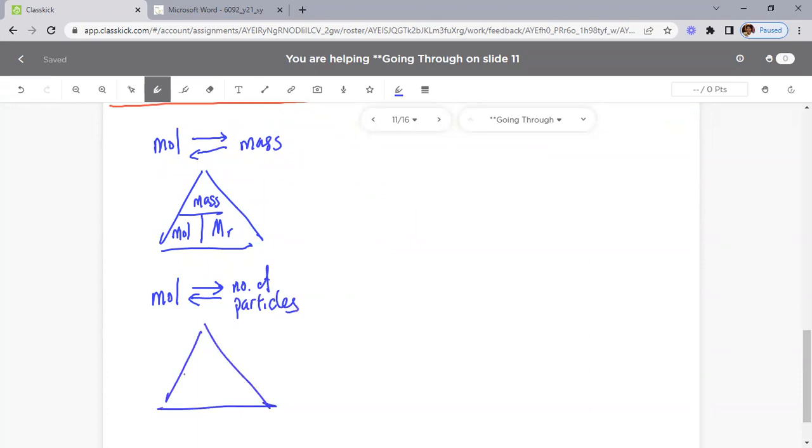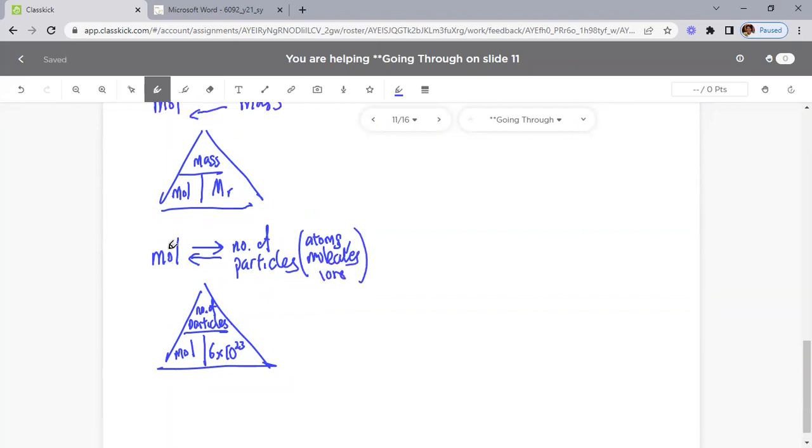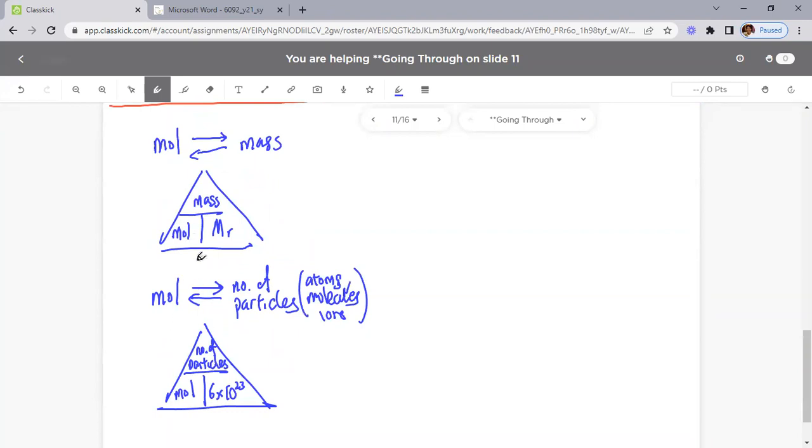What is the triangle that we have used for this? The top here, the bottom here is mole. This is 6 times 10 to the power 23. Down here will be number of particles. As mentioned, particles can be atoms, can be molecules, can be ions. So we have learned to look at these two triangles here and interconvert between them.